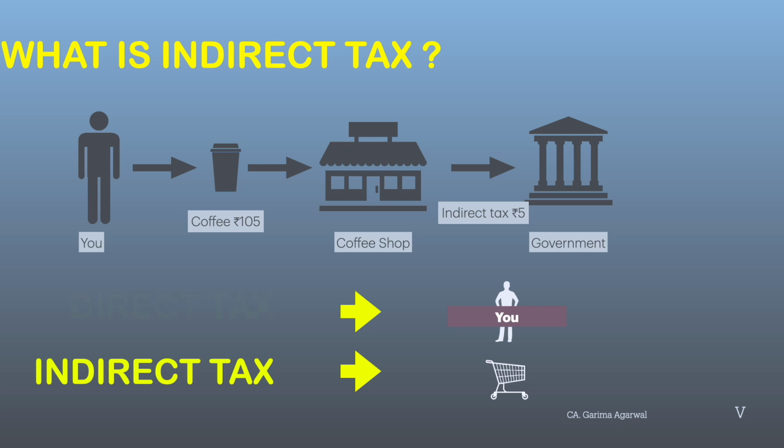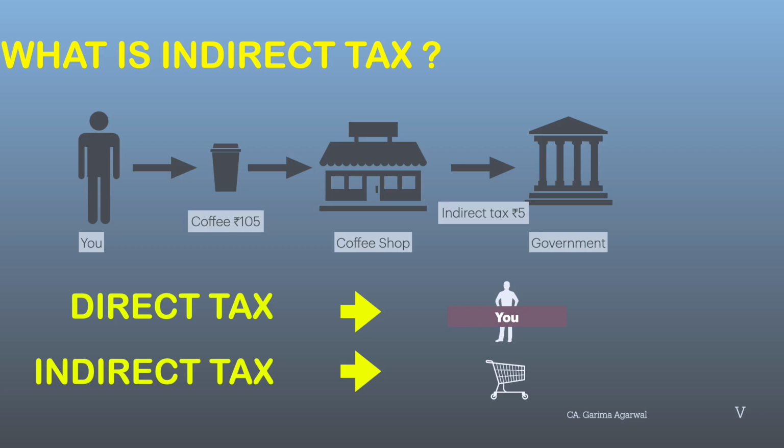First, think of direct tax. That's like income tax. The government comes directly to you and says, give me a slice of your salary. It's between you and the tax man. While indirect tax is the opposite. The government doesn't ask you directly. Instead, it hides the tax in the price of things you buy, like your coffee or your phone.